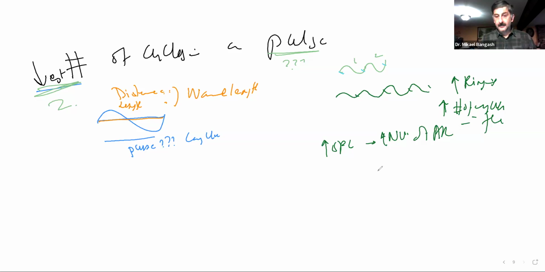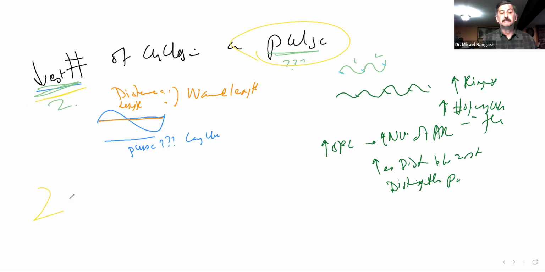Which then means that we will have to have a greater distance between the two structures for them to be distinctly displayed on an image. But less ringing is going to give us a shorter spatial pulse length. The least number of cycles that you can have in a pulse is 2, because for something to be called a pulse, it has to have at least 2 cycles. If you just take 1 cycle, it's just going to be 1 cycle.